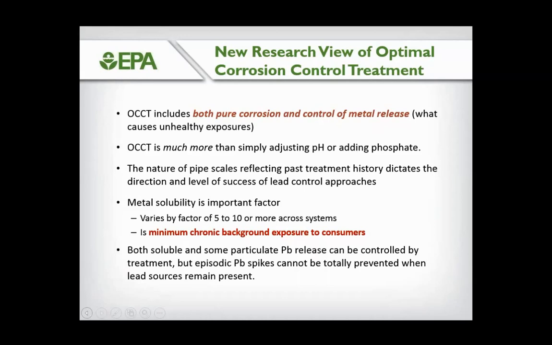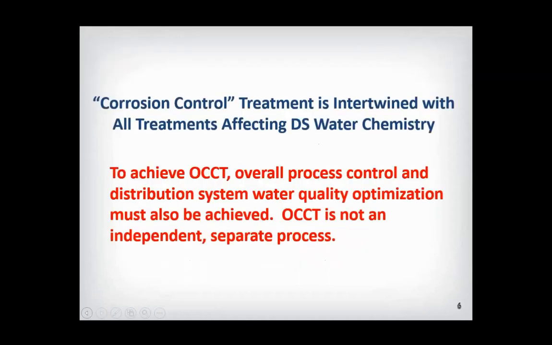Metal solubility is still important because if you look across systems, it varies by a factor of 5 to 10 or more, and it's the minimum chronic background exposure the consumers get. So it's important to control both soluble and particulate lead release, particularly. You can definitely control lead release very well. Soluble lead release is more difficult to control. Particulate release and episodic lead spikes can't be totally prevented when the sources of lead remain present, even though they can be reduced in frequency.